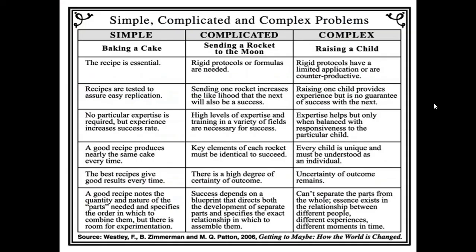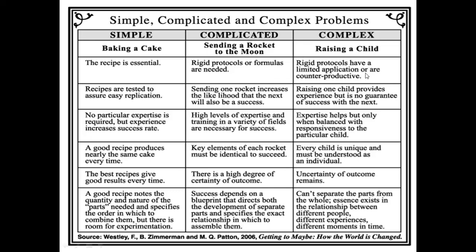So this is how we can look at the problems. And of course, here you have some of the examples by Wesley Zimmerman and Patton in 2006. For instance, under simple, let's take one example or two. So you have baking a cake. The recipe is essential, and the recipes are tested to assure easy replication, so it is very simple to know how to do a cake, because the recipe can be obtained by any person, and then you replicate that. But under complicated, let's say sending a rocket to the moon, rigid protocols or formulas are needed. Research must be done, and then after researching, you test, and after testing you see that the success will happen.